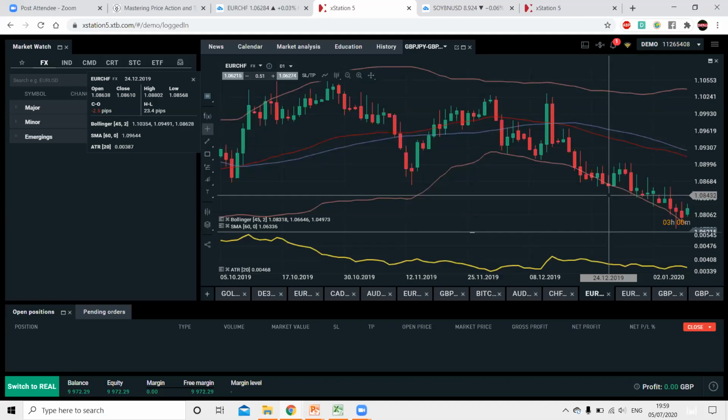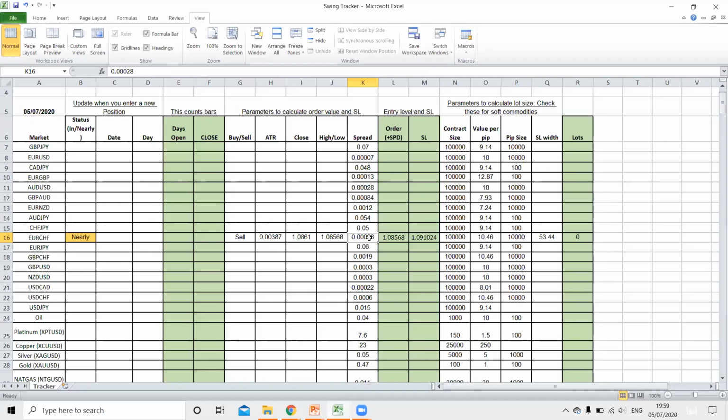Actually, I can't see the spread on this particular day. I can only see the current spread. So I'll just leave that for now. But what you should do when you place a trade is update the spread, because you account for the spread in your stop loss. So you can see it's automatically calculated my order price and my stop loss. You'll notice the order price is actually the same as the low price. So that is because the order is simply order plus spread.